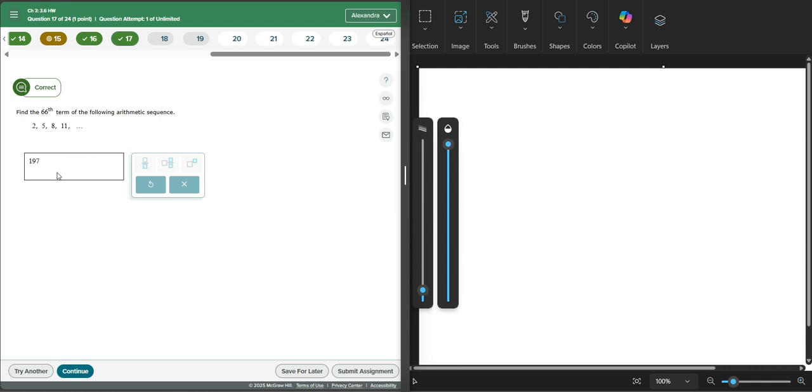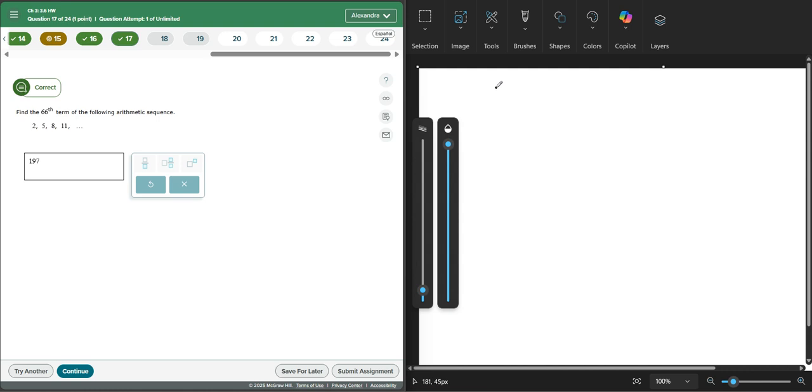Figuring out the 66th term is going to be challenging. But if you use a formula or function, you can just plug in the number 66 in there, and you can get the answer. I've already answered it for you, but I'm going to show you how I did it. That way you can do number 18 by yourself.